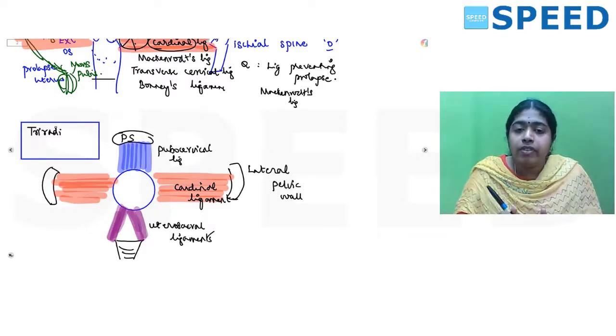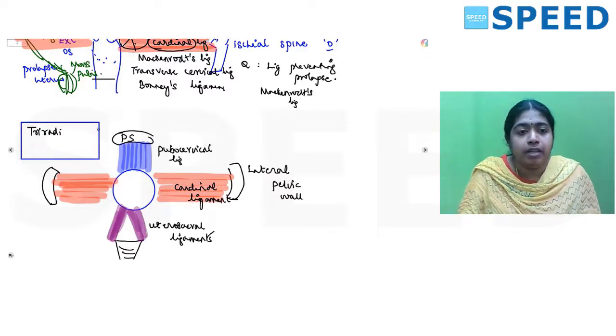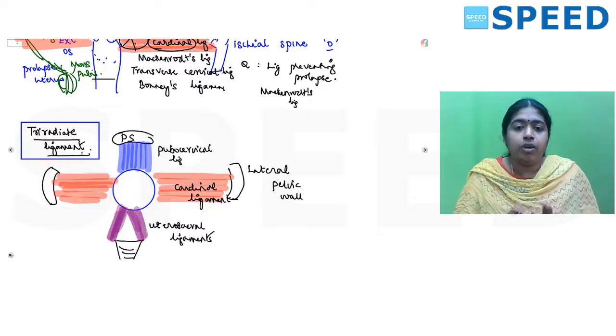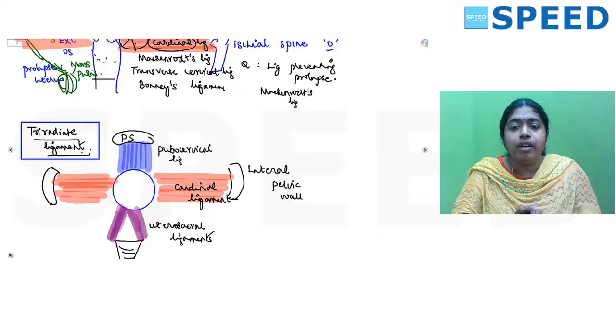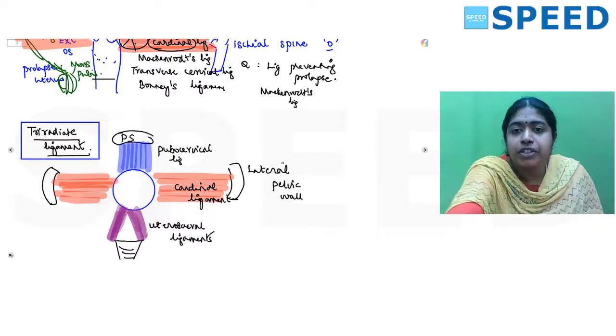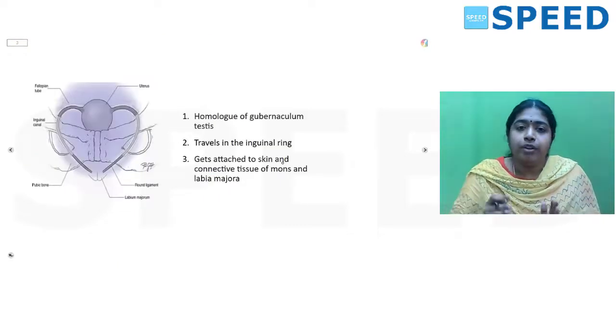And among all the three, if they ask which is the most important, strongest ligament, you will answer only cardinal ligament. Is that okay? Triradiate ligaments, or simply use triradiate ligament. Okay, is that fine? Now this is the whole important concept. Now let me go to actual pictures, laparoscopy pictures, and I'll tell you all the important facts.